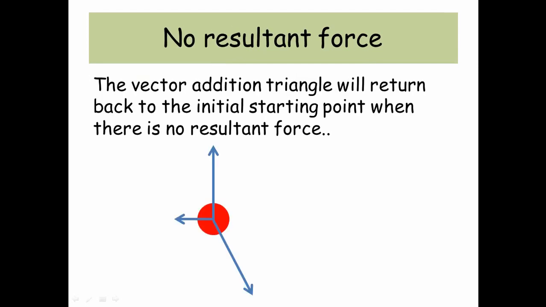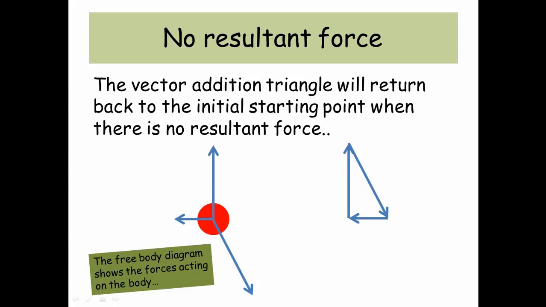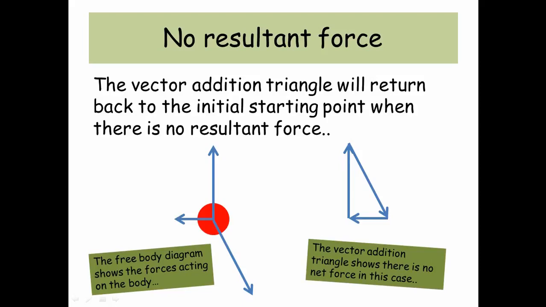No resultant force. The vector addition triangle will return back to its initial starting point when there is no resultant force. So we've got a free body diagram on the left, and then if I just add up the vectors, you can see we end up right back where we started. That means that there's no resultant force. The free body diagram shows the forces acting on the body, and the vector addition triangle shows that there is no net force in this case.